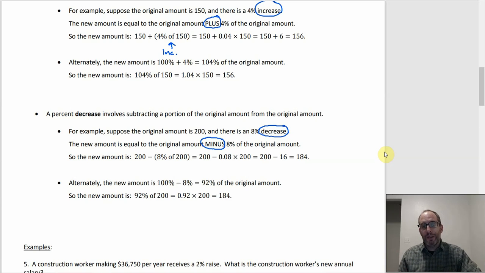The other way of doing it, if you want to do it all in one shot, the 100% in this last bullet point, that represents the original amount, minus 8%. So 100 minus 8 is 92. So what you would end up with after the 8% decrease is 92% of what you started with. So if you figure out what 92% of 200 is, that will give you the right thing. It'll just do it all in one step rather than having 100% minus 8%. It's just 0.92 times the 200. That'll also give you the 184.